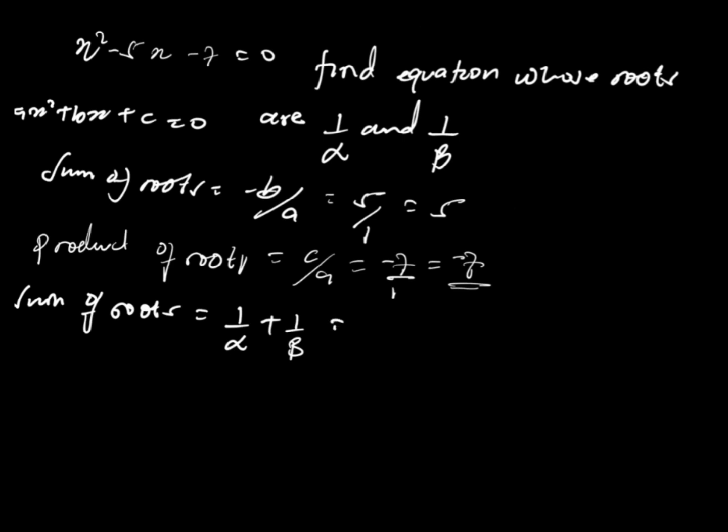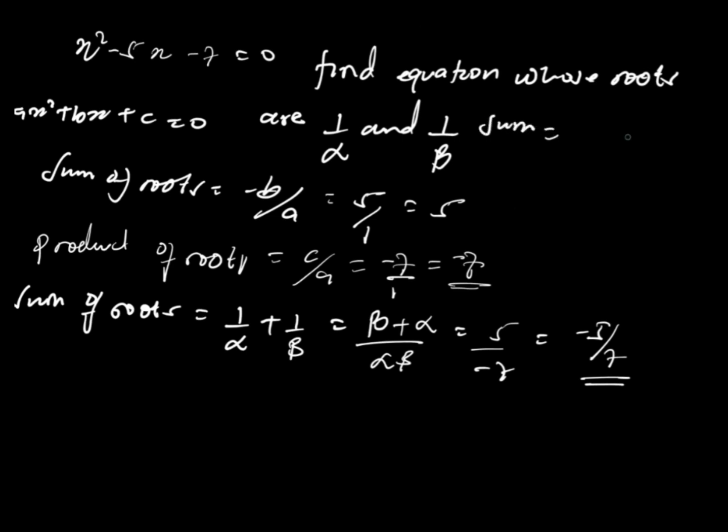Then I know that if I work out this, this is going to be beta plus alpha all over alpha beta, which will be, we know that the sum of the roots is 5, and the product of the roots alpha beta is negative 7, and therefore this is going to be negative 5 out of 7 in this case. So we know that the sum, let me write it here, sum is equal to negative 5 out of 7.